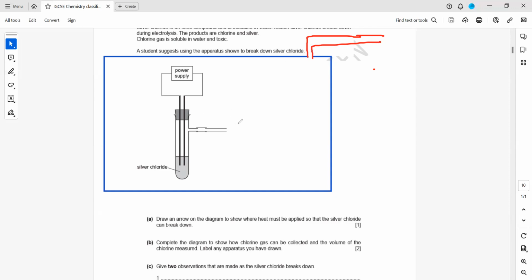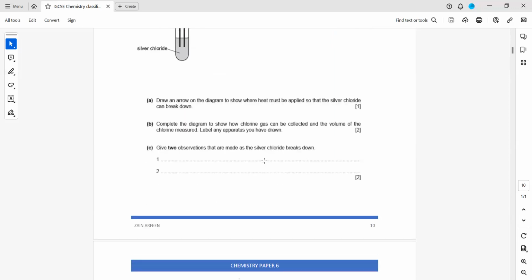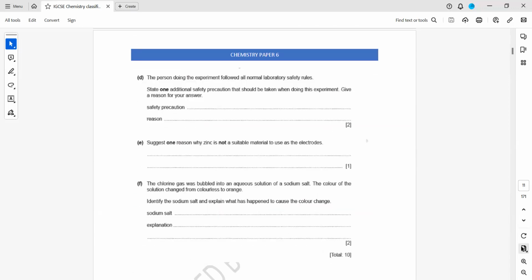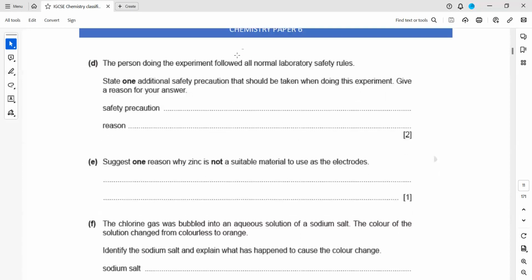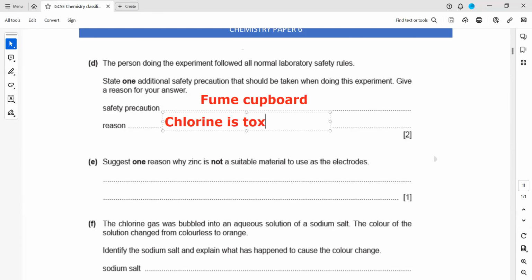What actually happens is if a toxic gas is released, that gas can easily move out from the lab, so it will not remain in it. So one additional safety precaution we should take when we are doing this experiment is to use a fume cupboard. A fume cupboard is always used whenever there's a toxic substance. So what is the reason for that? The chlorine is toxic, or the gas released is toxic.